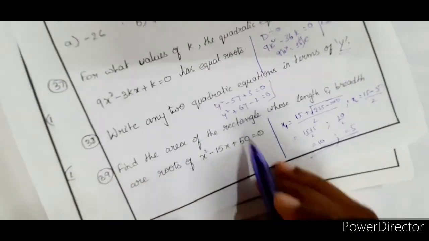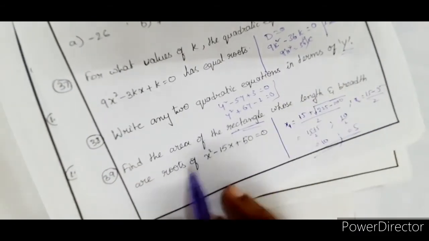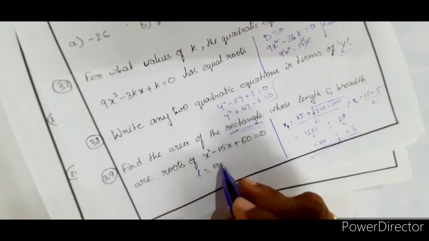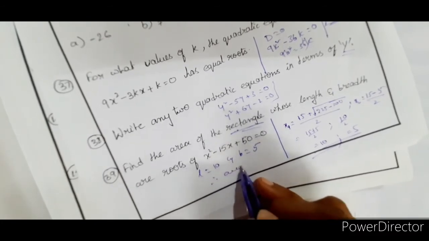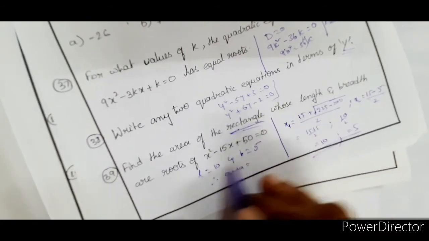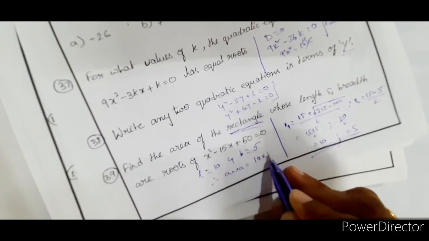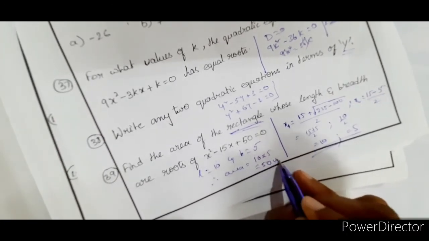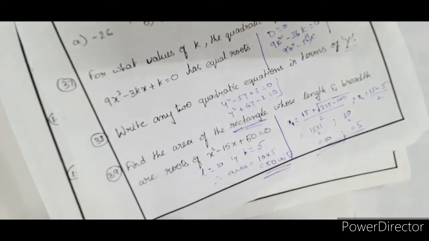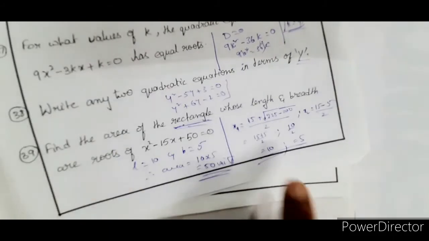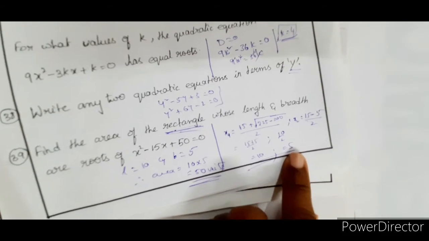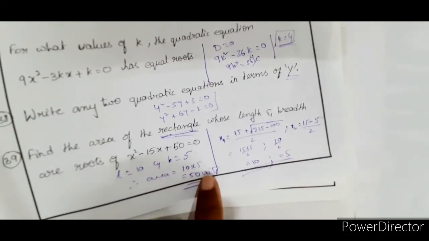So what he is asking, find the area of the rectangle whose length and breadth are the roots. So now length is equal to 10 and breadth is equal to 5. So therefore the area of a rectangle is length into breadth, which is equal to 50 units. If nothing is given, you have to just write it as units. Clear? So this is a very important problem. You are just finding the roots, taking the higher value as the length and the lower value as the breadth, and then taking L into B as the area of the rectangle.